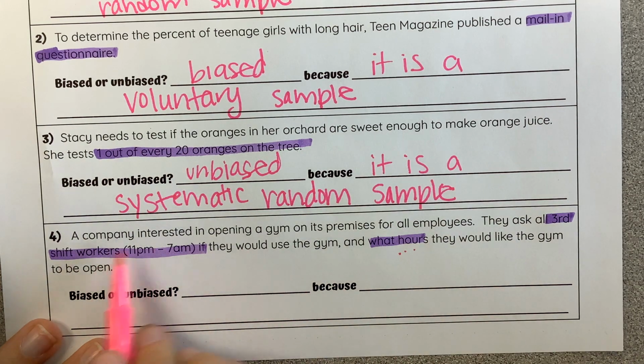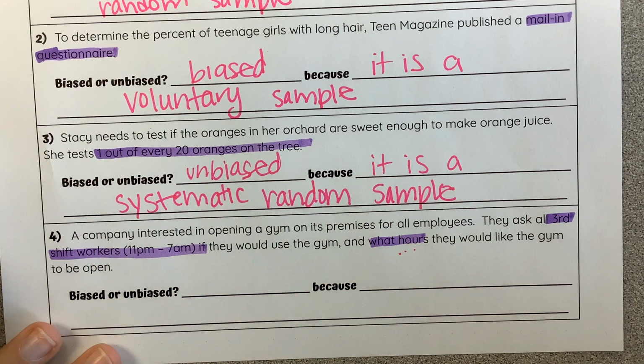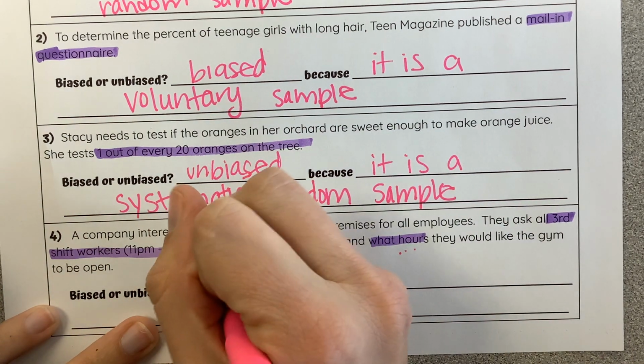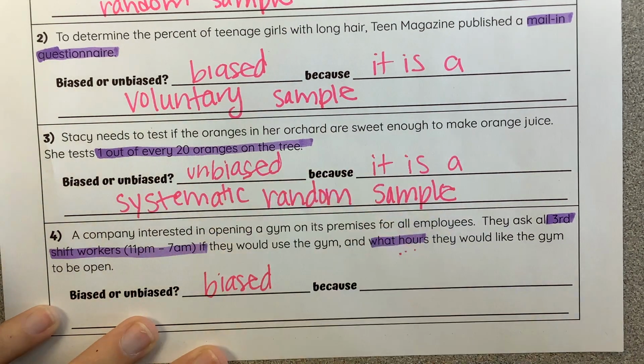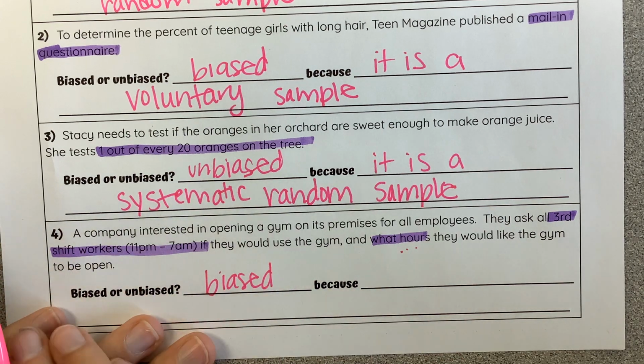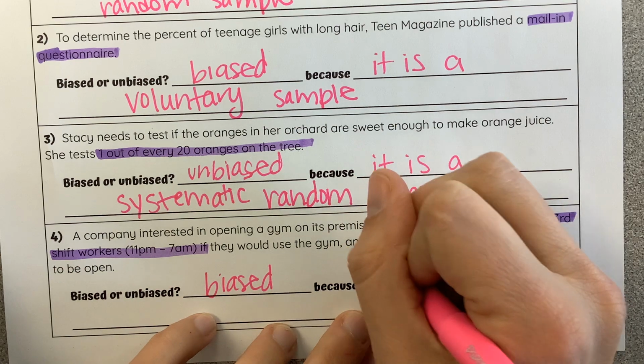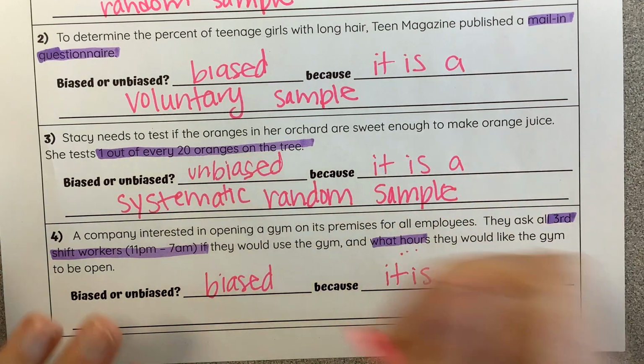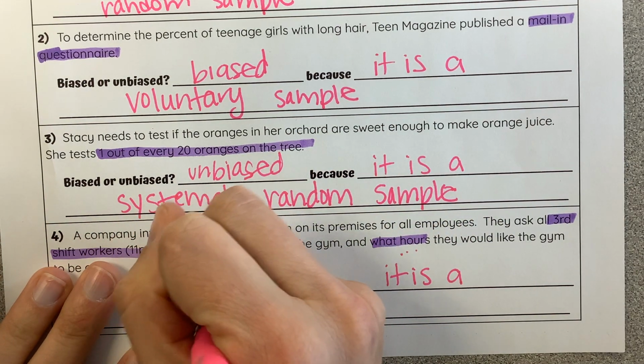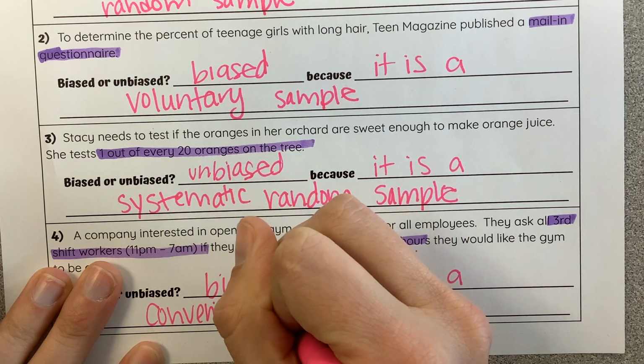And of course, those workers are going to want it open, they don't care about the other hours. They only care when they're there. So that's not going to be an accurate representation. So this is biased towards the third shift. And it was convenient because we're just asking one group rather than trying to mix it up. So because it is a convenient sample.